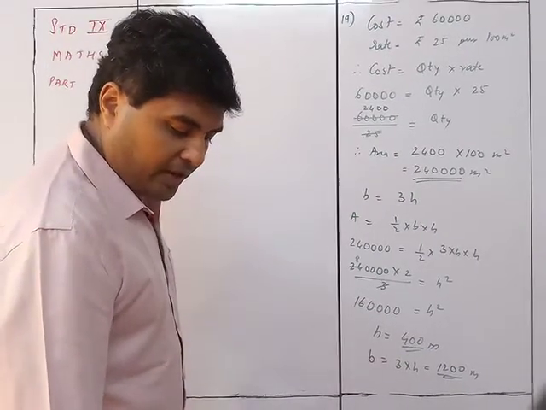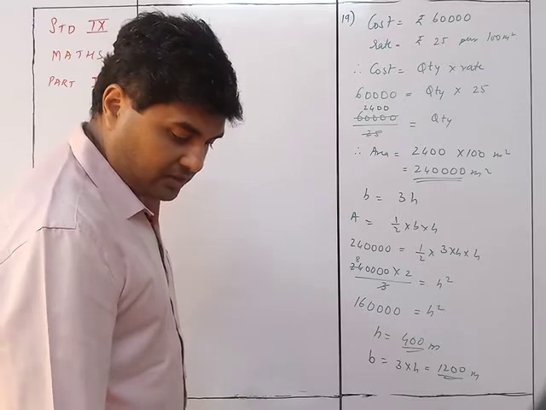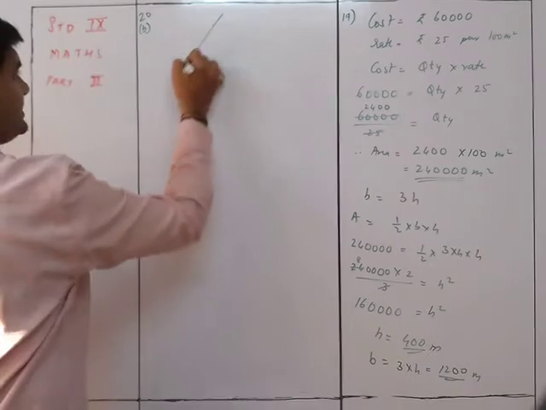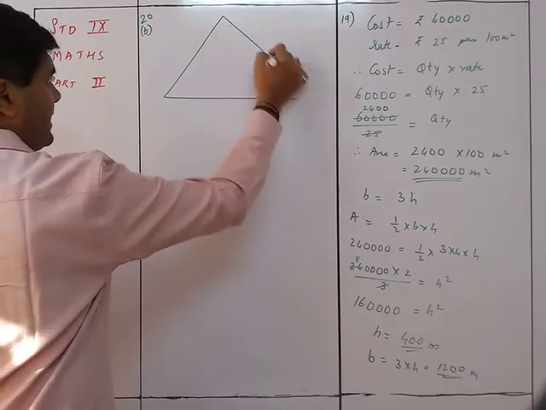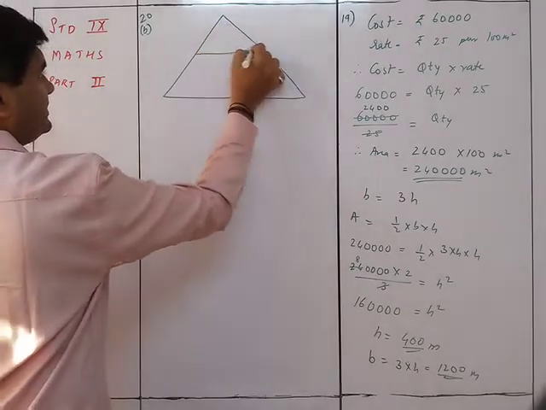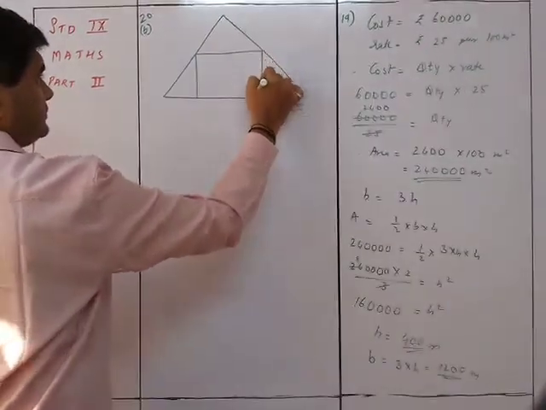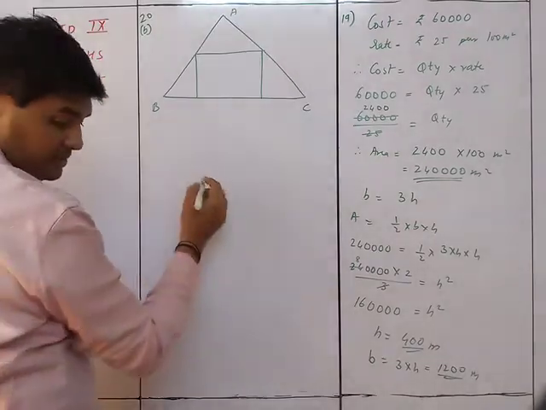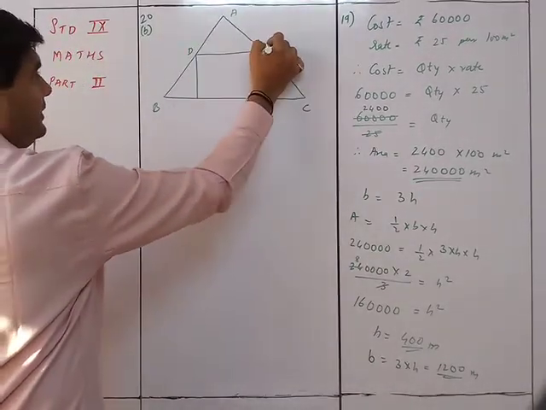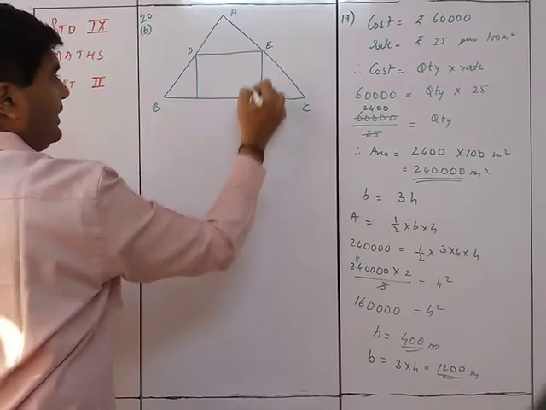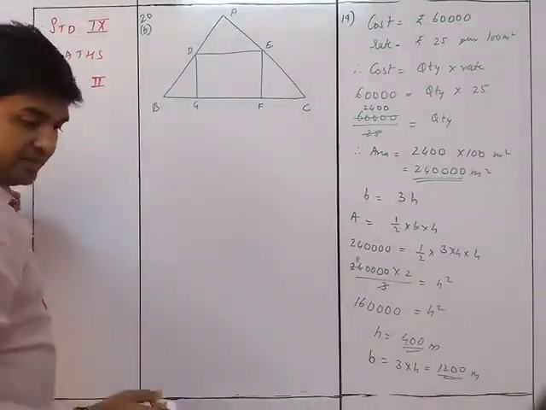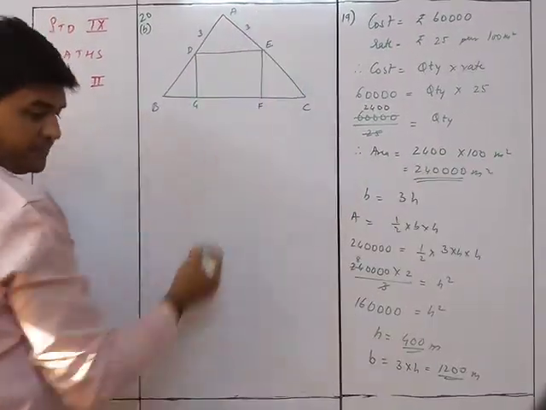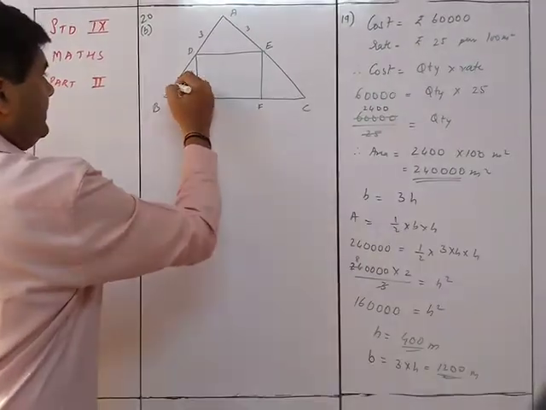In the figure given below, ABC is an isosceles right angle triangle and DEFG is a rectangle. So they have given you that this is an isosceles right angle triangle and this is a rectangle. B, A, C, D, E, F, G. You are given that AD is equal to AE is equal to 3, and this is 3. This is the shaded area.